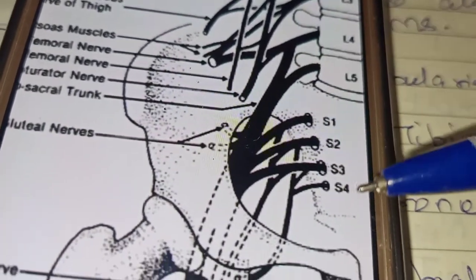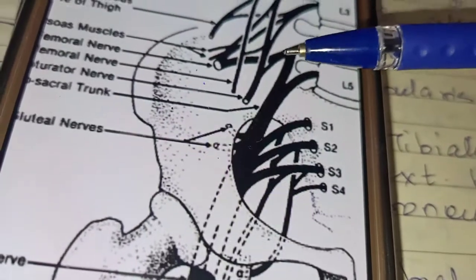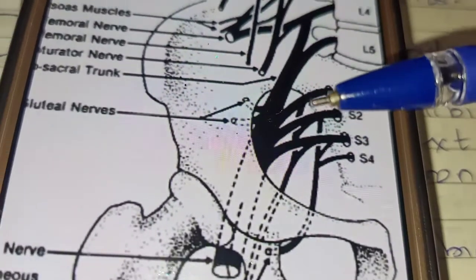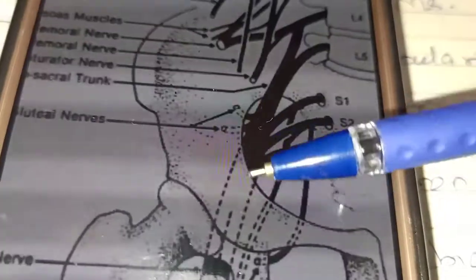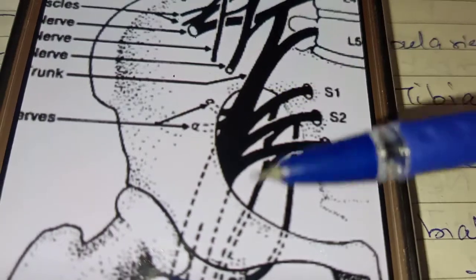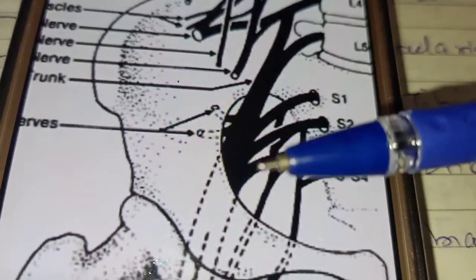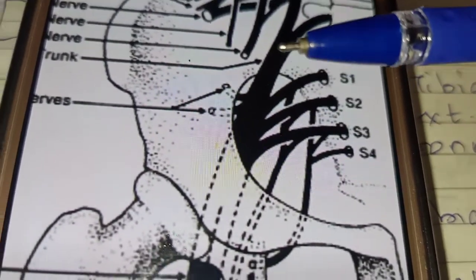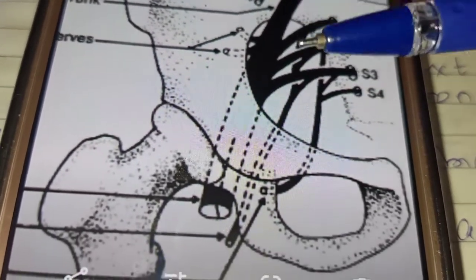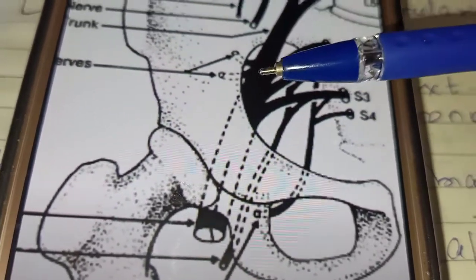The L4 to S3 is the root value of the sciatic nerve. Now this nerve is formed anterior to the piriformis muscle. And it will leave the pelvis via the greater sciatic foramina inferior to the piriformis.